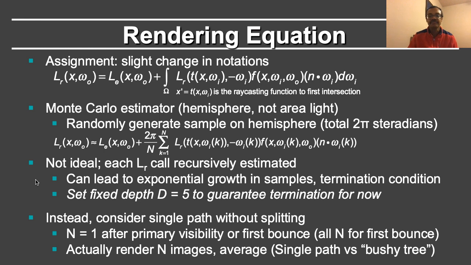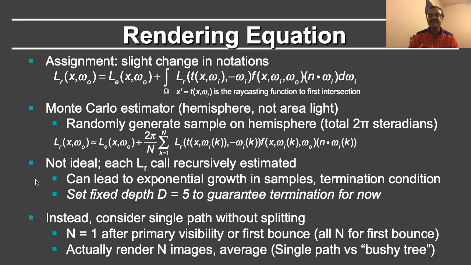That's simple enough, but by itself it's not ideal because you are calling LR, which is unknown, and the way you do that is with a recursive call. If you have a large number of samples at each bounce, you can quickly lead to an exponential increase in the number of rays or the number of samples or the number of paths, and therefore you need a termination condition. For now, just as in your ray tracer, set a fixed depth d equal to 5 to guarantee that you terminate.